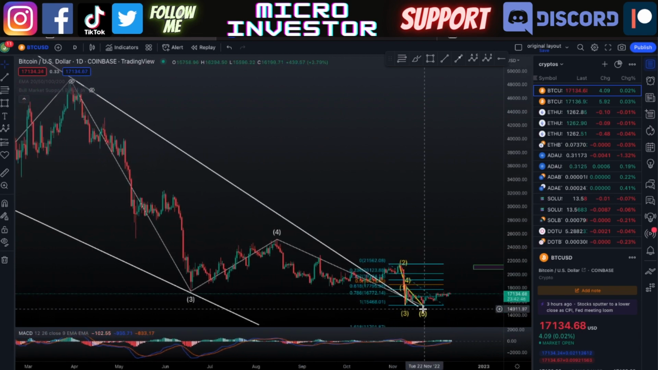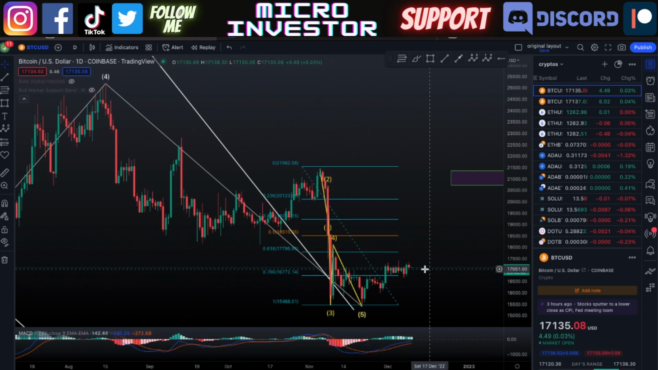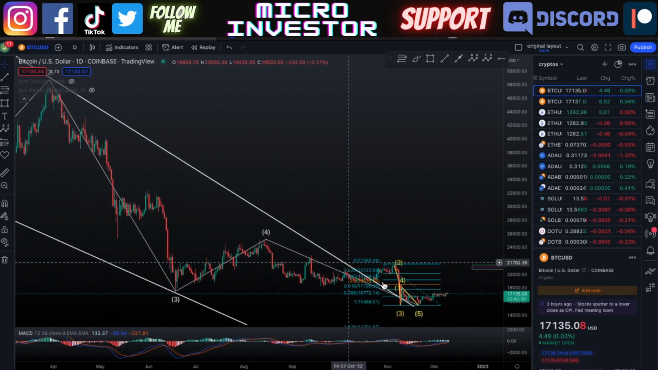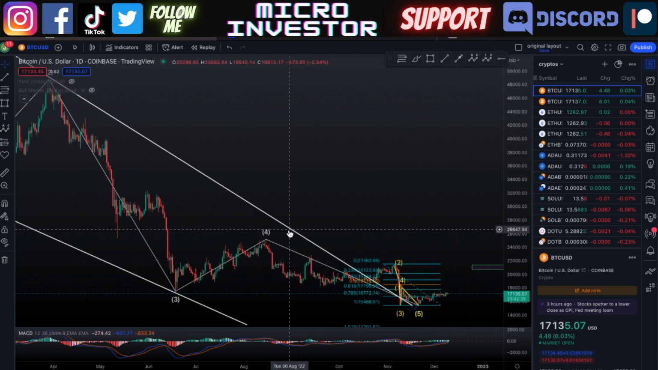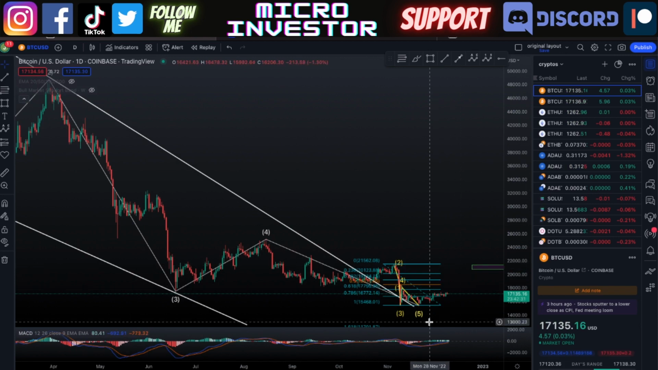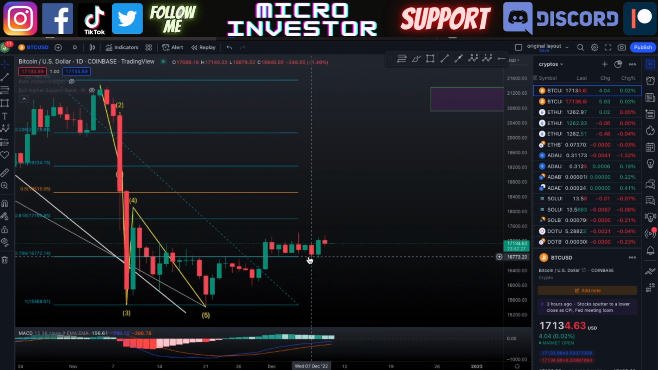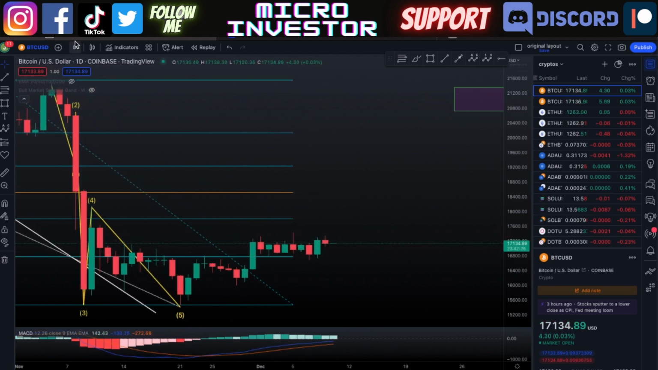As you can see, we are creating this distance outside of this falling wedge. We have this trend line from the falling wedge, and we are making that distance away from it now. So hopefully this is going to lead us into a much more bullish case scenario. Now, as far as the short term, as you can see, we have some shorter candlesticks that have just started to form here.